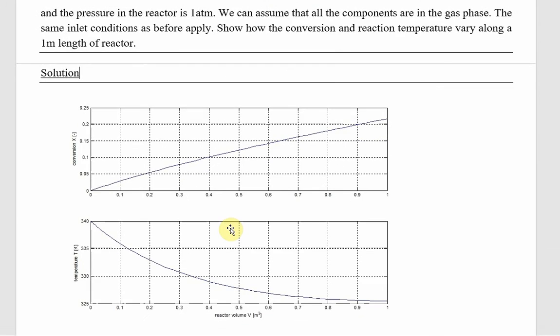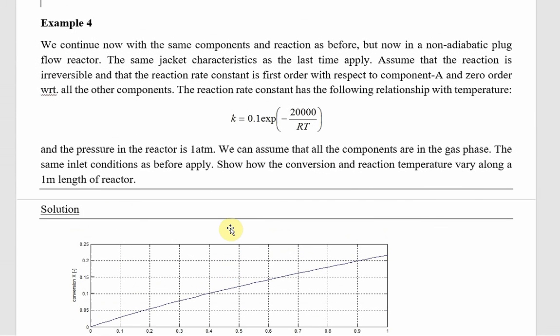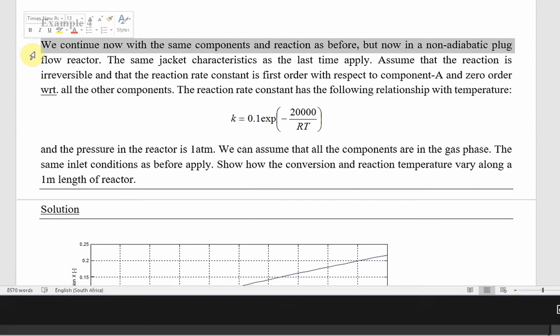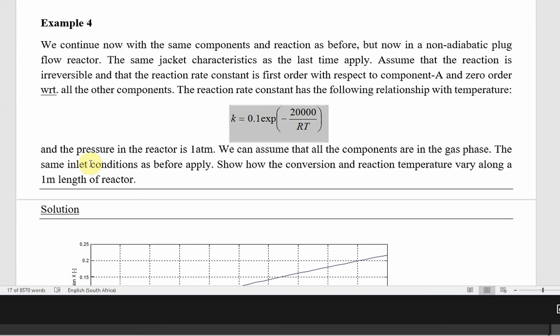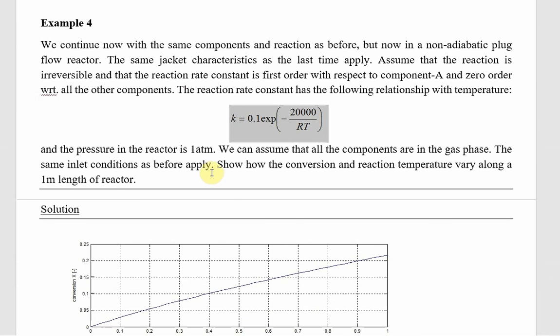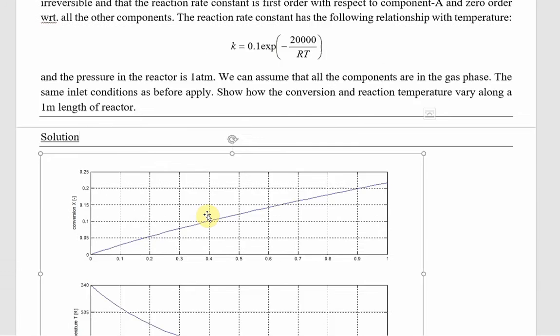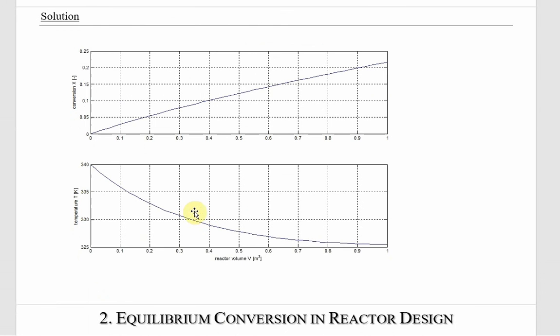So of course, the usual thing, we take the same components and reaction as before, and now we are applying this non-adiabatic plug flow reactor, and the same jacket characteristics, and the reaction rate is given here, the rate constant, I should say. And so we can just apply those two equations and integrate that, and that's the solution we get. So here we get conversion and temperature varying like this.